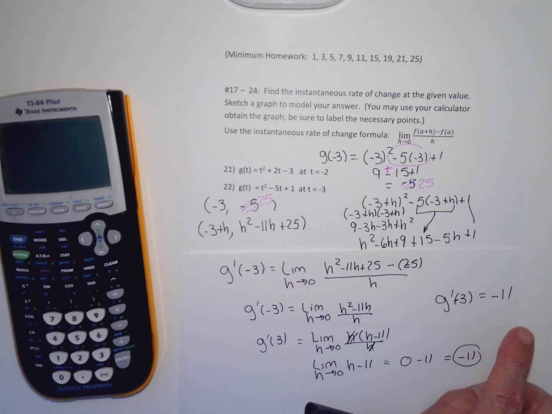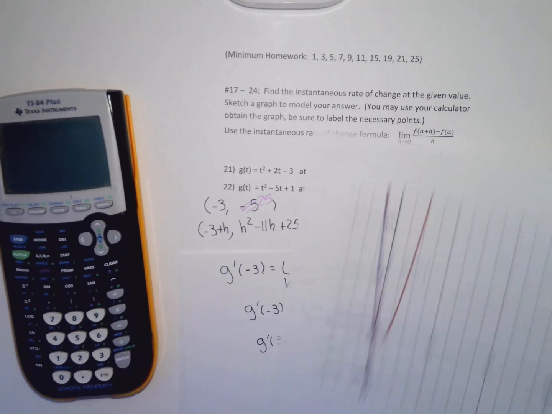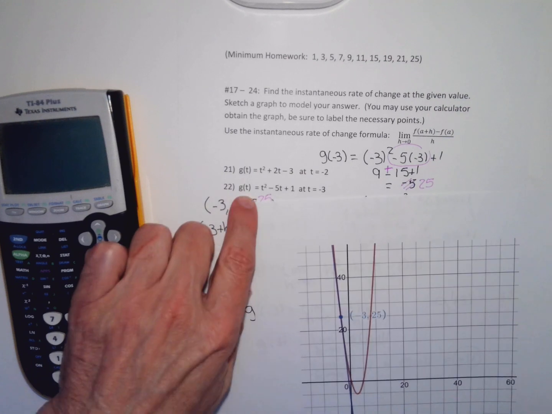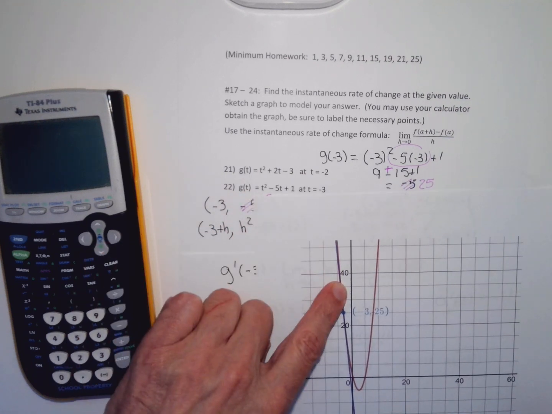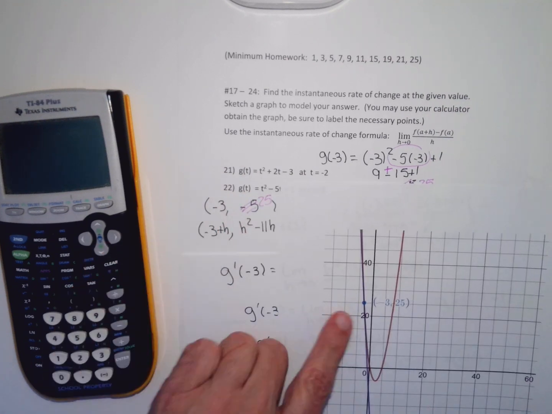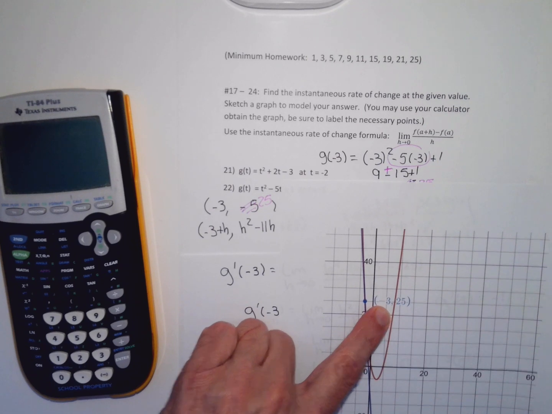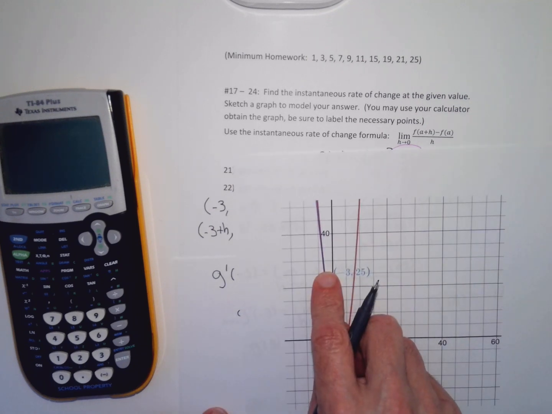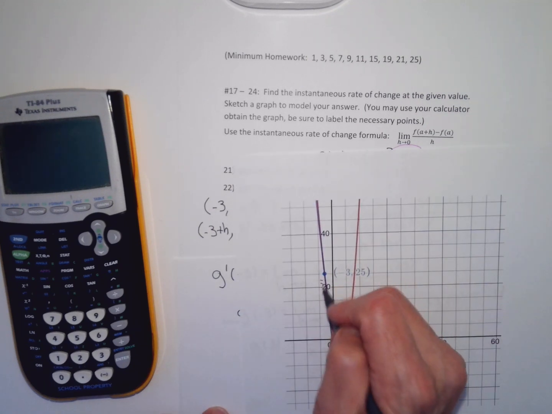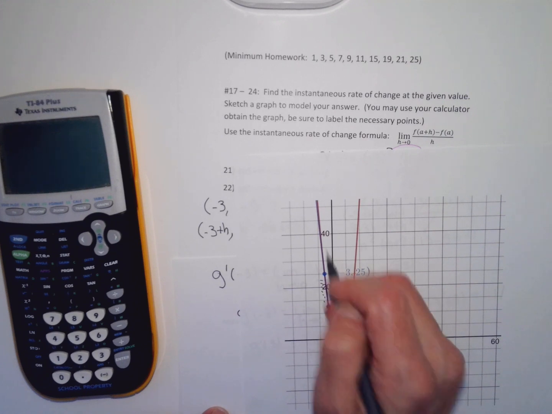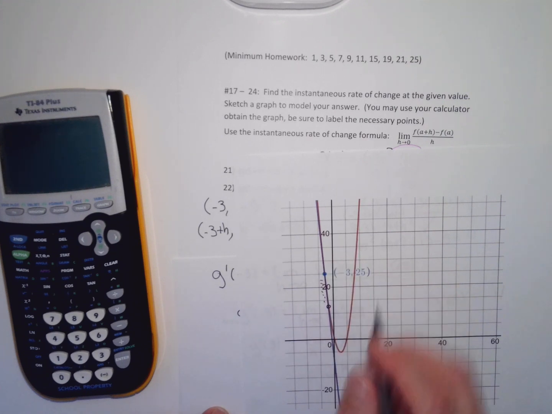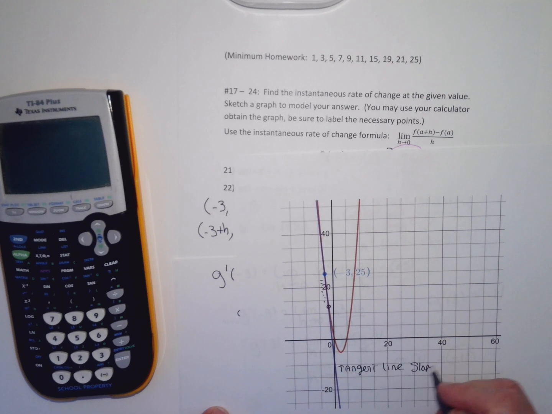Let me show you graphically what's going on here. Here's a picture of t squared minus 5t plus 1. That's a parabola. I correctly plot the point 3, -5, and then I'm going to draw a line that has a slope of -11, which means I go down 11 and over 1 and draw the line. This right here is my tangent line. It touches the graph at one single point. It has a slope of -11.